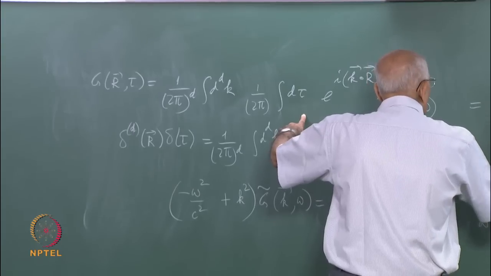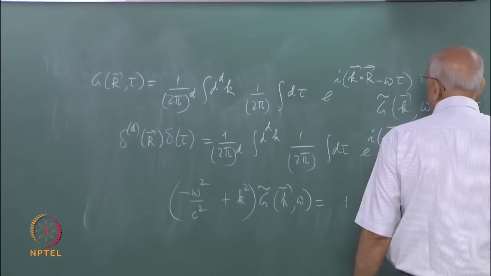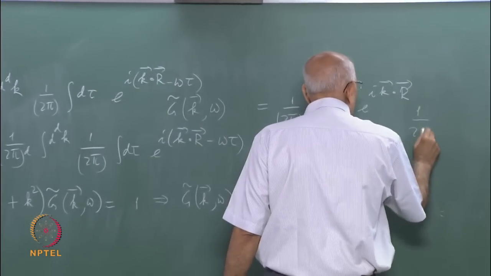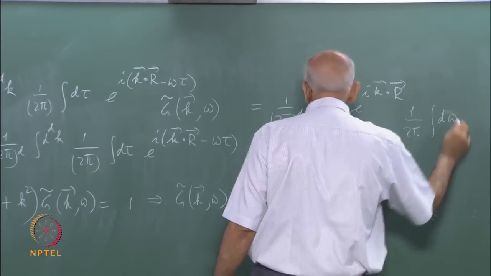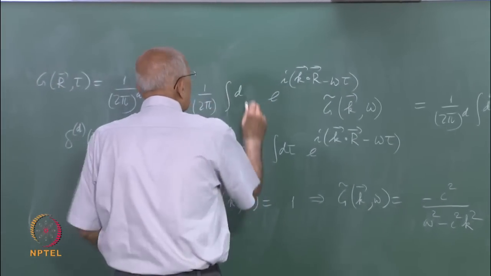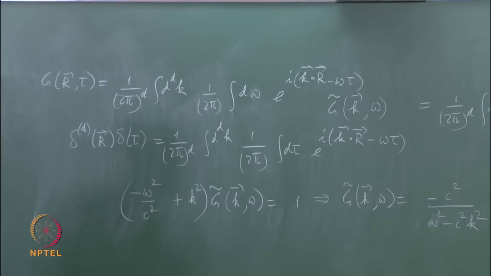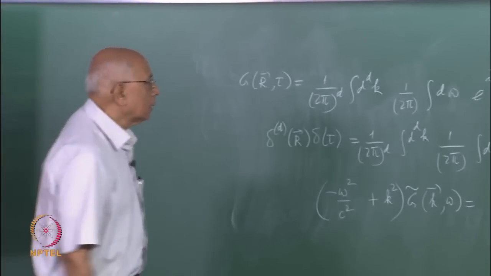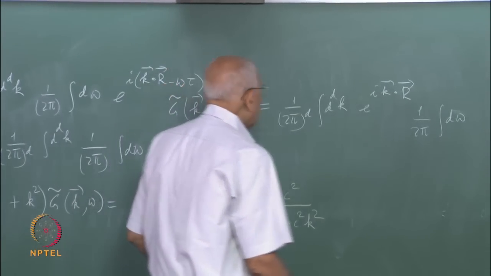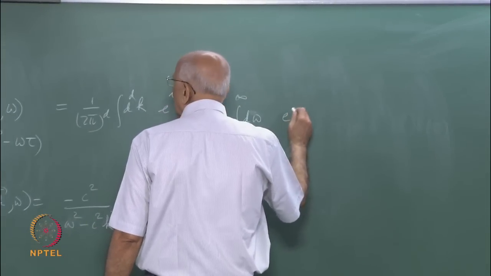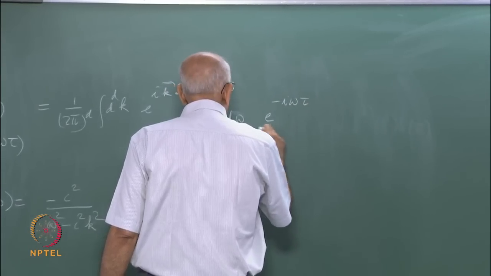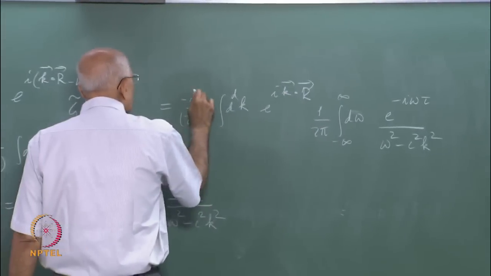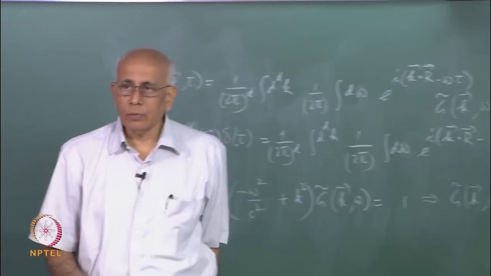This is equal to 1 over 2 pi to the d, integral d^d k, e to the i k dot r, let us take that out, and then a 1 over 2 pi integral d omega, sorry, I am integrating over omega here, the transform variable. So it is that multiplied by, this is minus infinity to infinity, e to the power minus i omega tau divided by omega squared minus c squared k squared, and I believe there is a minus c squared outside, so minus c squared times that. That is the integral we have to do, okay.